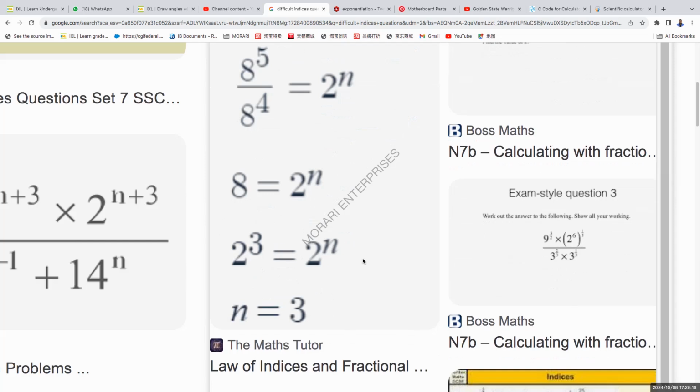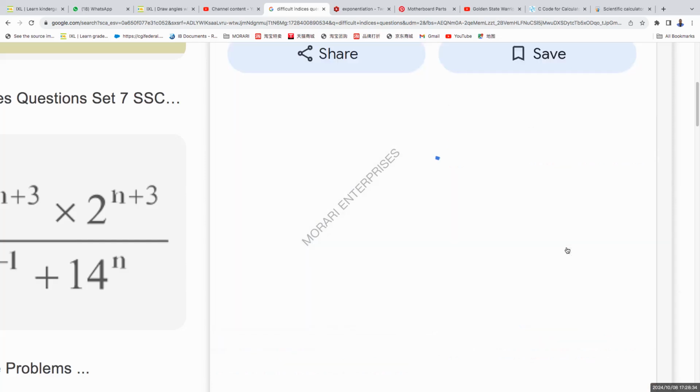N is 3. So these are very easy ones, very easy ones to start. You start from those easy ones, and then you begin to graduate to a lot more exam-style questions. Yes. And then in an exam-style question, they can ask you to simplify something.